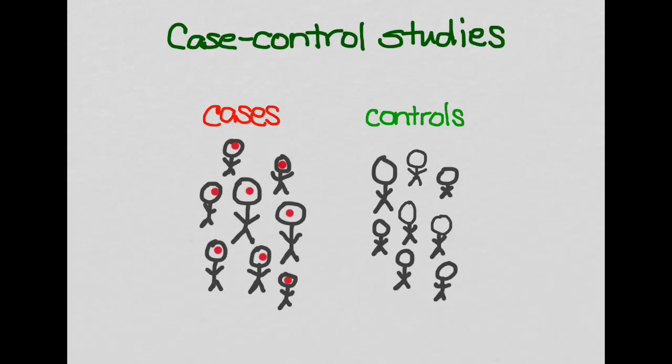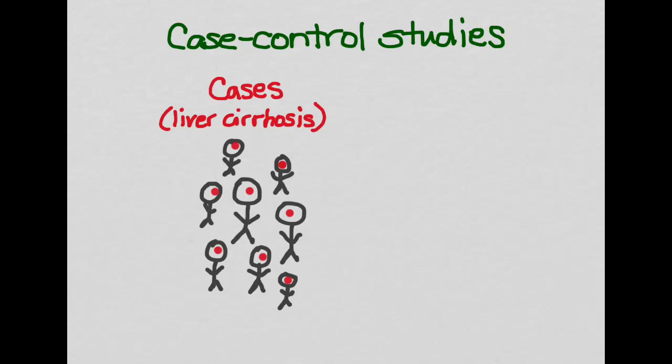So now I'm just going to give you an example of what this might look like in an actual study. In this study, what we're interested in is understanding whether heavy alcohol consumption is a risk factor for the development of liver cirrhosis. As in any case control study, we start with cases. So we have our cases of individuals who have developed liver cirrhosis, and of course they all have the outcome that we're interested in. And now we have to come up with a control group.